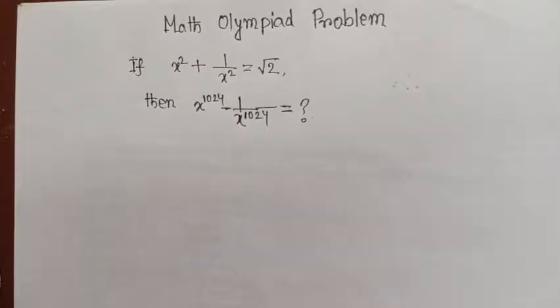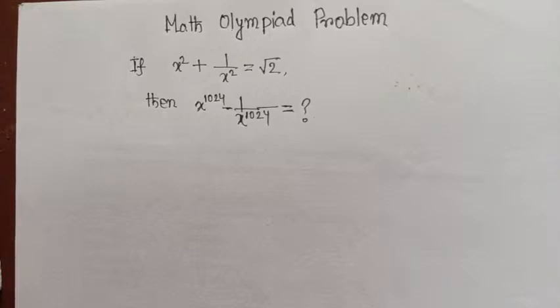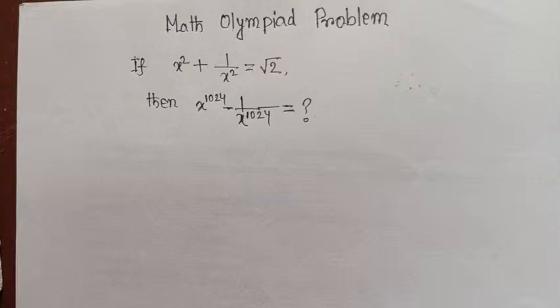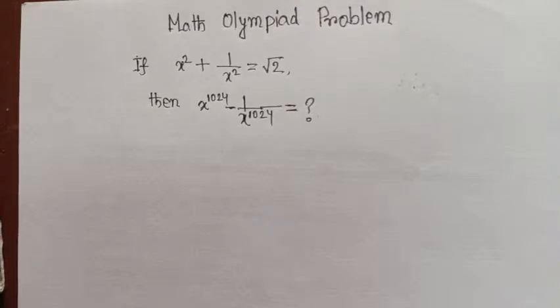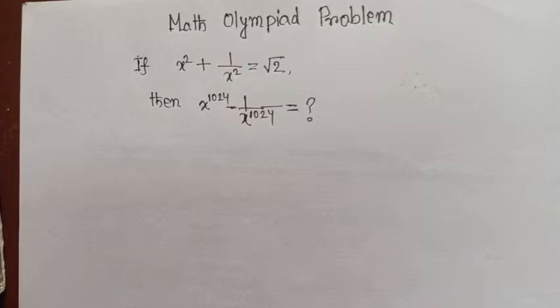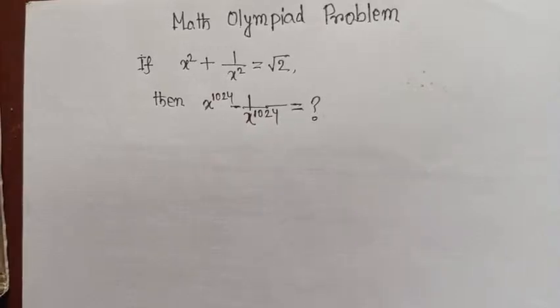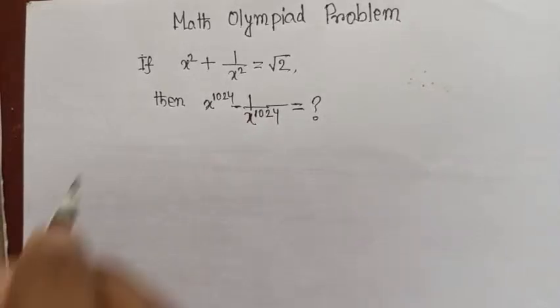Hello everyone, hope you are doing well. Today we are going to solve another exponential equation. Here, if x square plus 1 by x square is equal to root 2, then we have to find the value of x to the power 1024 minus 1 by x to the power 1024. So let's start the solution.